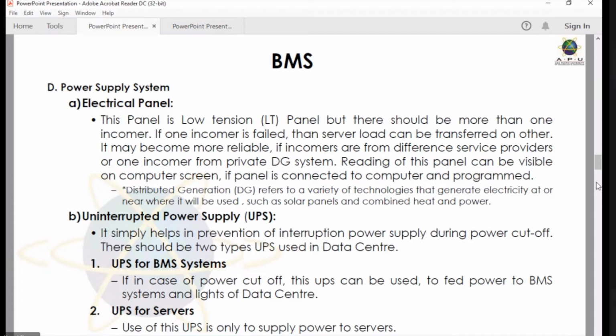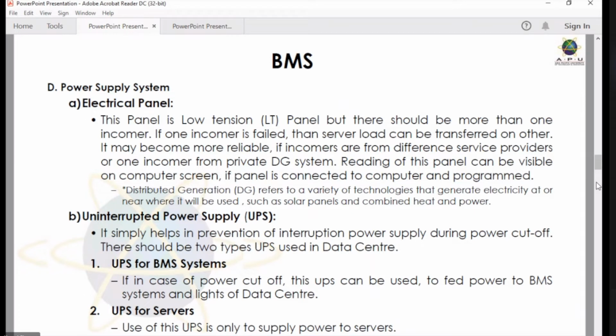It may become more reliable if incomers are from different service providers or one incomer from private DG system. DG means distributed generation system, which can either be a solar panel or sometime a generator. Okay. This DG you can see there, it is distributed generation system. Okay. Solar panelsहरूले generate गरेको एउटा solar farm पनि हुन सक्छ, or sometime it can be referred to as generator.